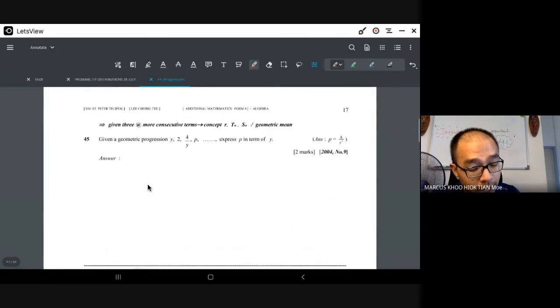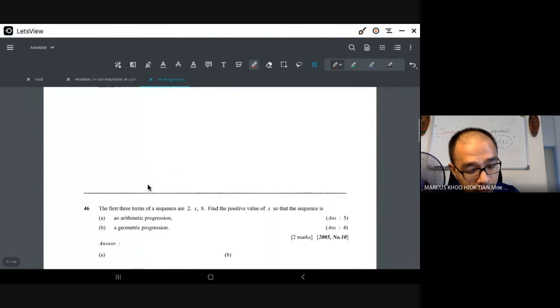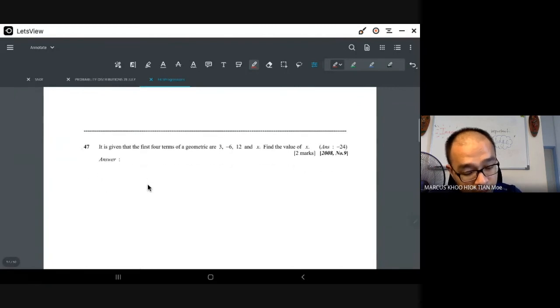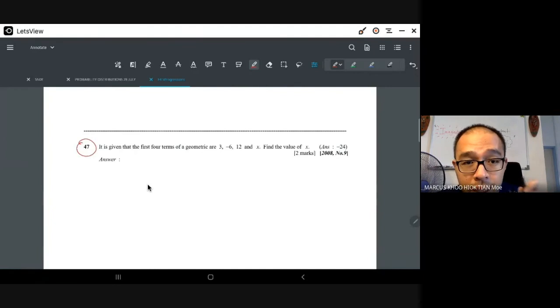But I think just to end this properly, I want to take a look at this question first. Okay, let's do question number 47. First four terms is 3, -6, 12, and x. Find the value of x. Okay, how do I find the value of x?